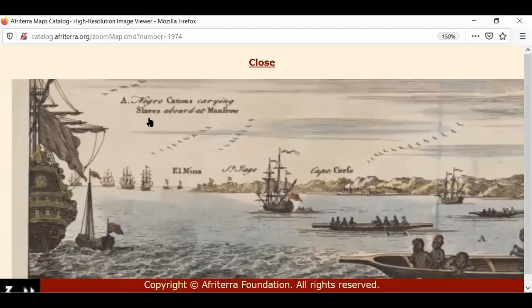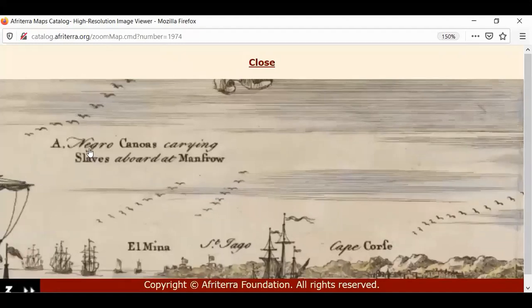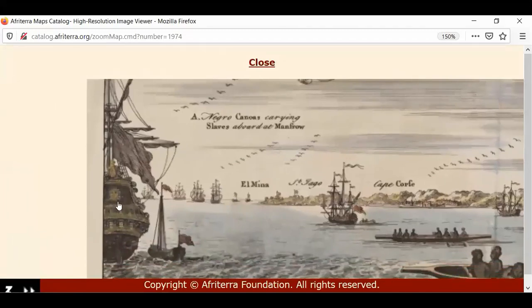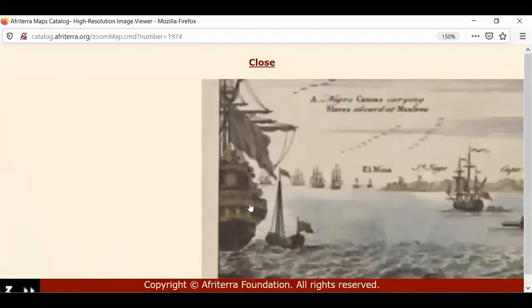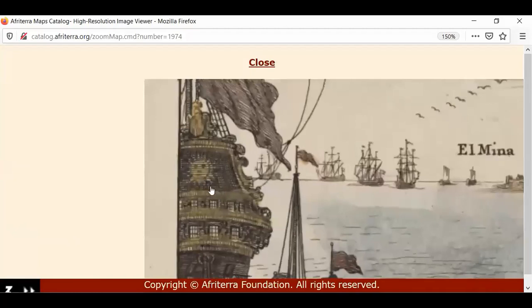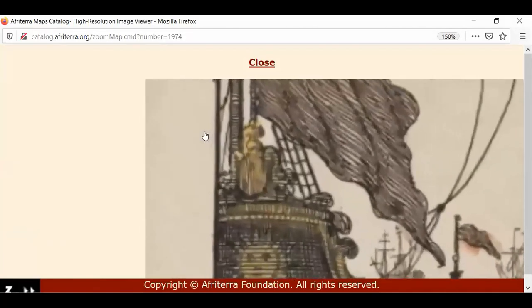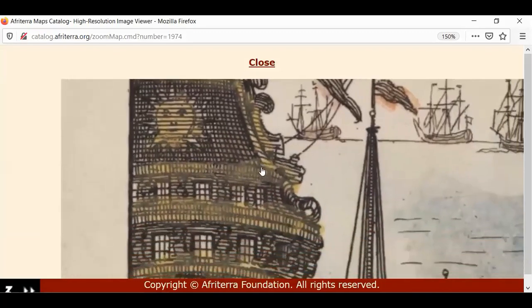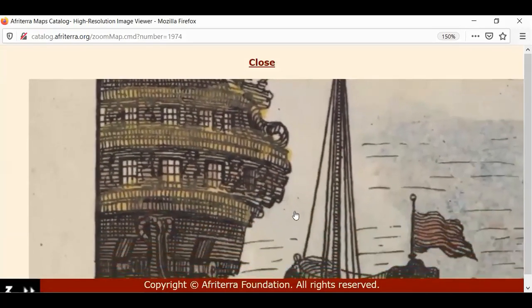But as they indicate in the annotations, the A stands for Negro canoes carrying slaves aboard at Manfro, carrying slaves aboard various ships. In this case, the detail is so fine that you can actually look at the insignia on the ship, and it's intended to mean the Sun King or the French King with the French coat of arms up here. Really quite extraordinary. The Sun King is King Louis XIV.